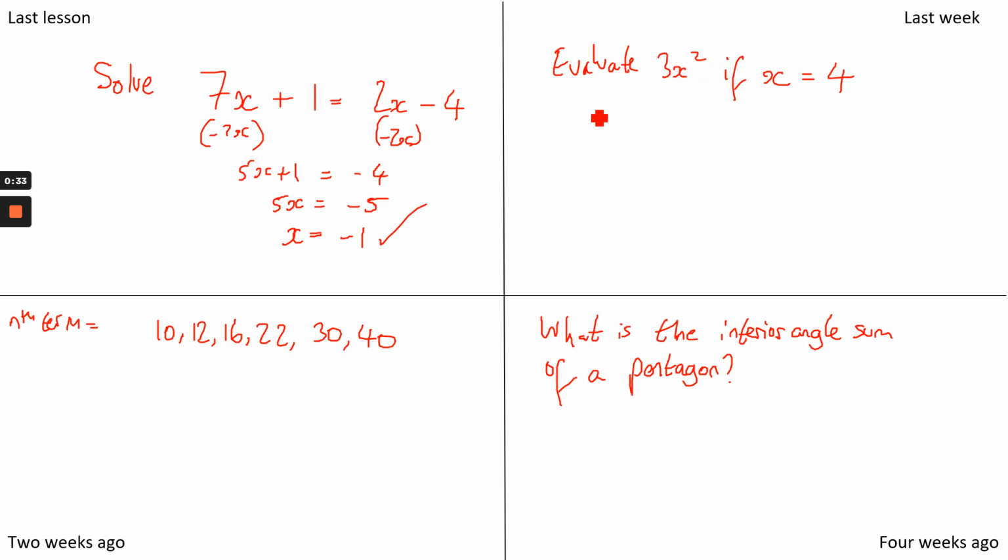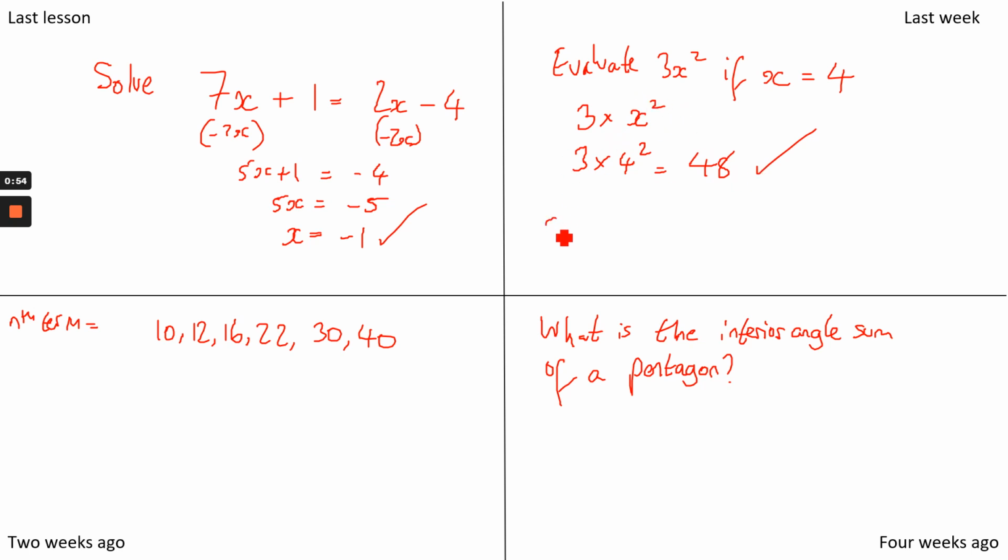Now this one, I've tried to trick you. That means 3 multiplied by x squared. And when you write it out like this, you know that you need to do the powers first. So we've got 3 times 4 squared. 4 squared is 16. 3 times 16 is 48. Okay, so you must make sure that you're doing BIDMAS.